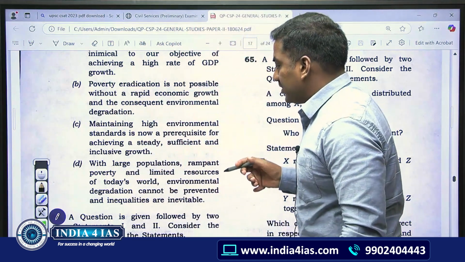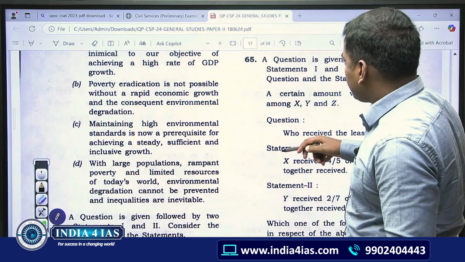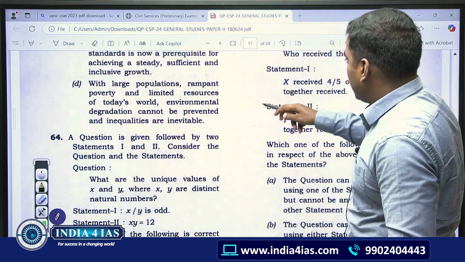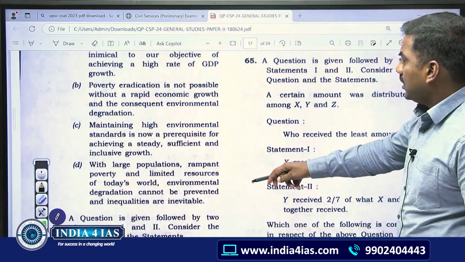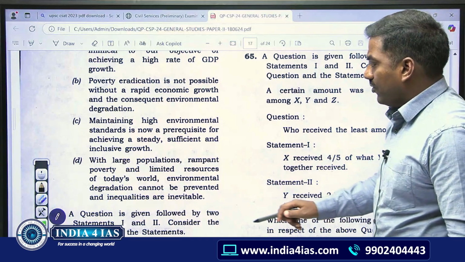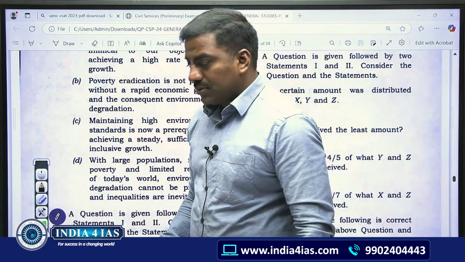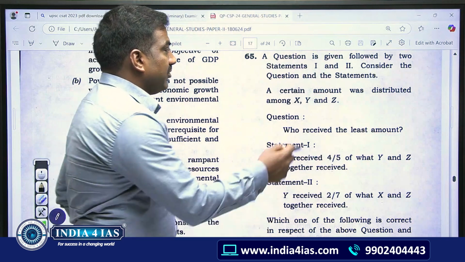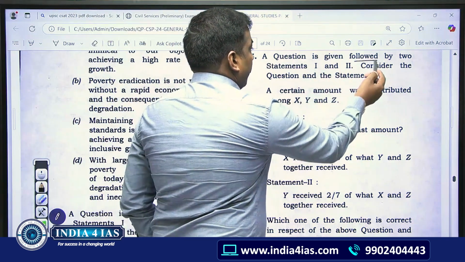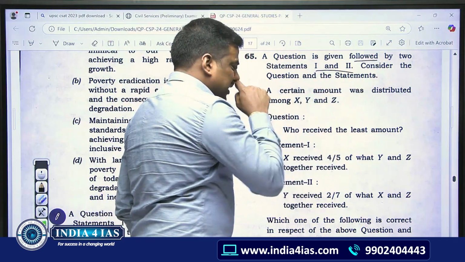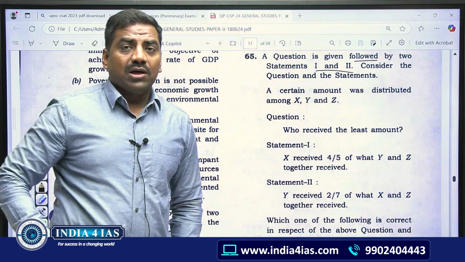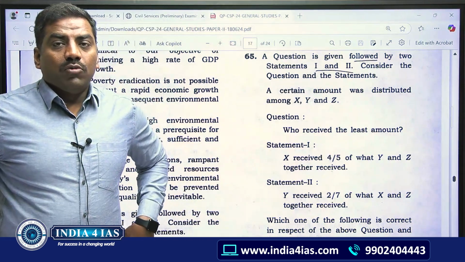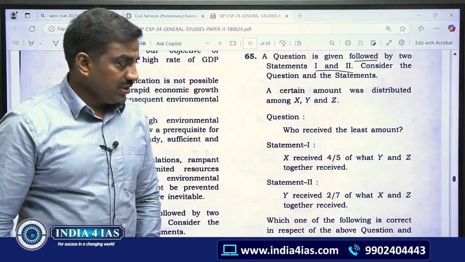We have solved the questions up to 60. After that, 61 to 64 are our RC problems. So let us look into the 65th problem. The question is given and followed by two statements, so it is as good as a statement question. Statement 1 alone, statement 2 alone, then both the statements, neither, all that we have to see.